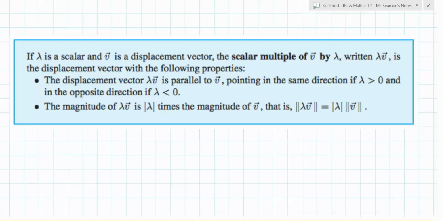So if that's a displacement vector, here are the truths that we have here. The displacement vector, lambda v, is parallel to v pointing in the same direction if lambda is positive, and the opposite direction if lambda is negative. The magnitude is lambda times the magnitude of v.